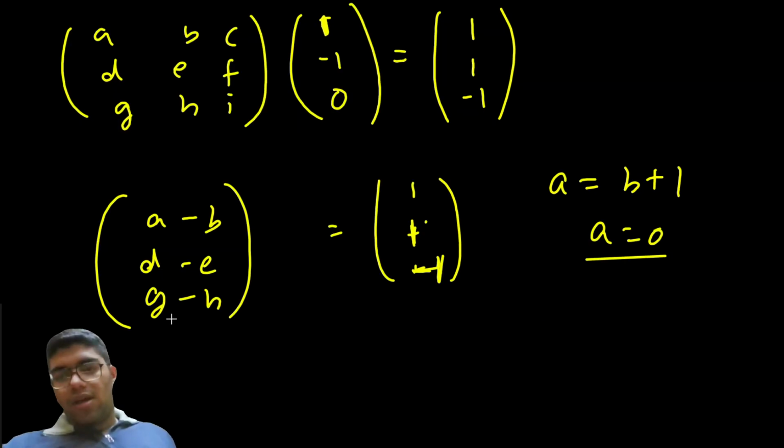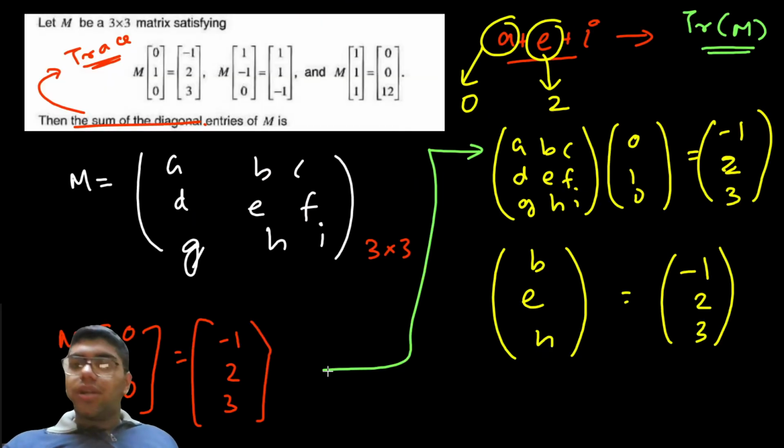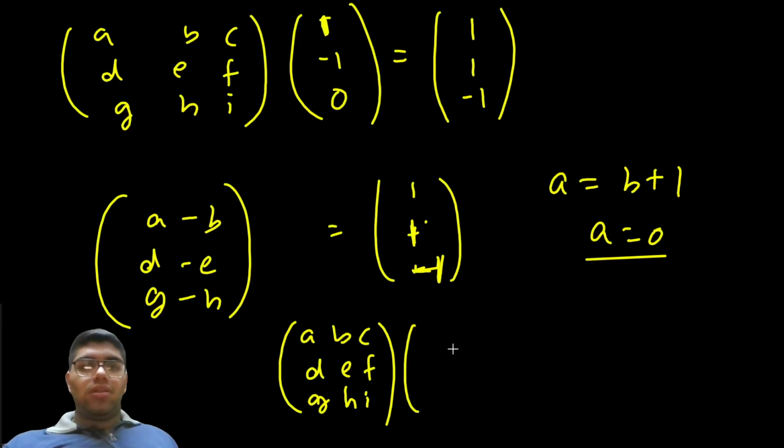Now I have to find I. I didn't find I from here. But yes, I know H is 3, so I can get other values. So I'll use the third equation now. For this third equation, what can I do? I can simply multiply this matrix A, B, C, D, E, F, G, H, I by (1, 1, 1), and this will be equal to (0, 0, 12).